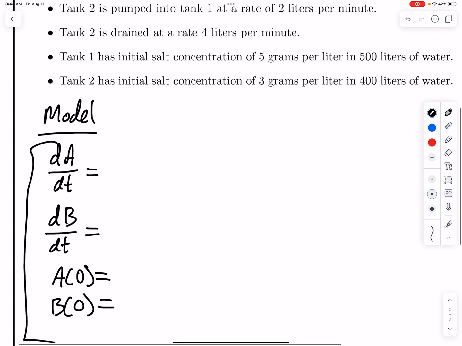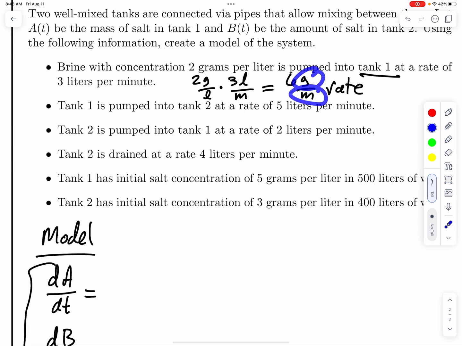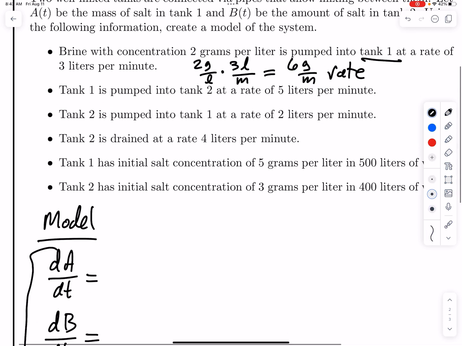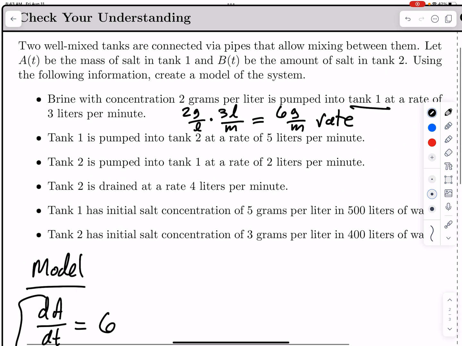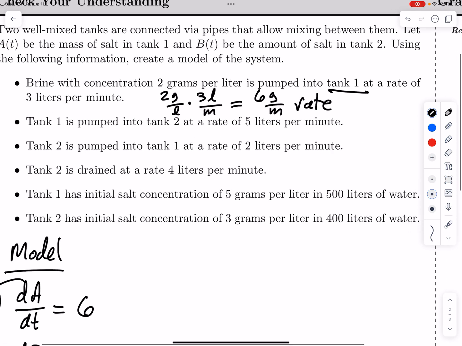And if you look right here, dA/dt is a rate, right? Mass per minute. And grams per liter times liters per minute is mass per minute. So the units make sense. Sometimes the units help you. So I'm going to have just a constant 6 grams per minute being pumped into tank 1 with this brine that comes in.